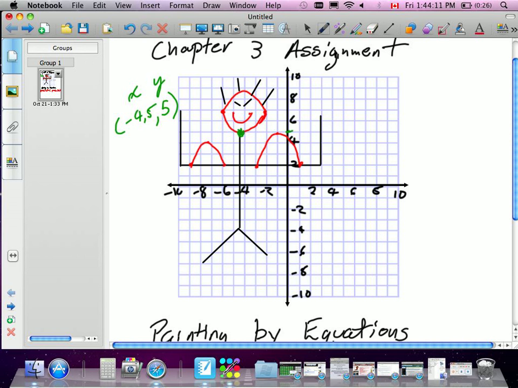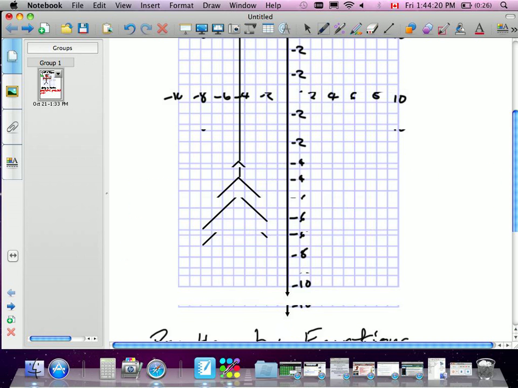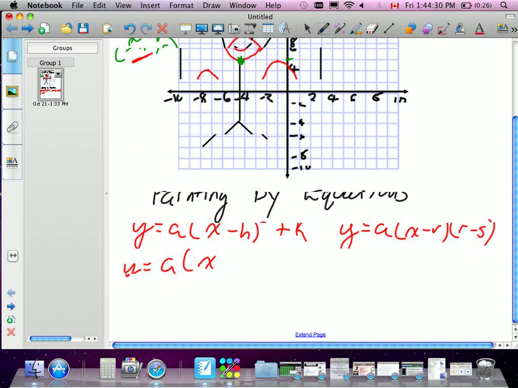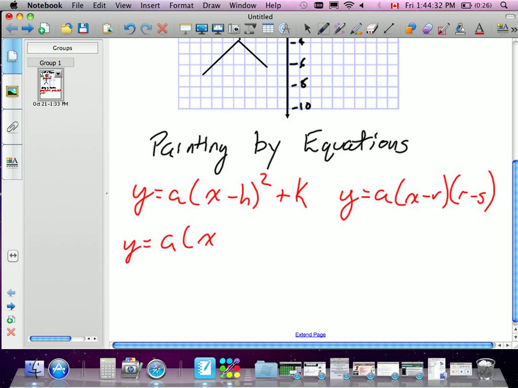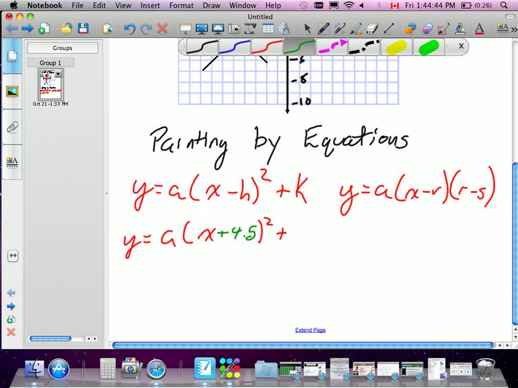Remember when we go to write these, we have y is equal to a, we don't know what a is, (x minus, our h is what? It's going to refer to which value? X or y? X, and it's going to be plus or minus? It's going to be the opposite. So because we have negative 4.5, you're going to be putting in plus 4.5) squared plus, what is our k? 5. So we're going to put the number 5 in for our k.